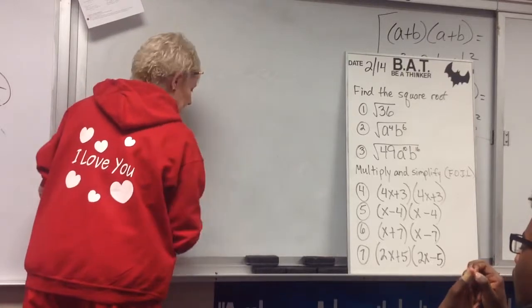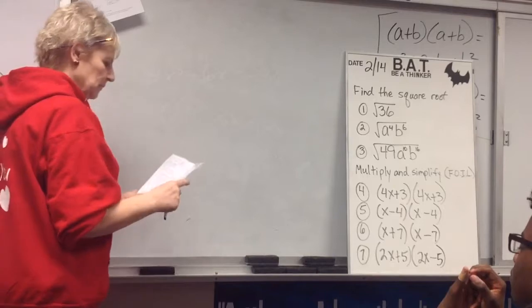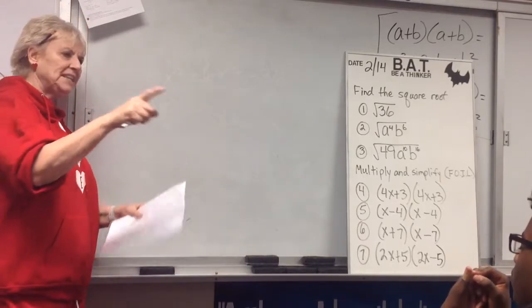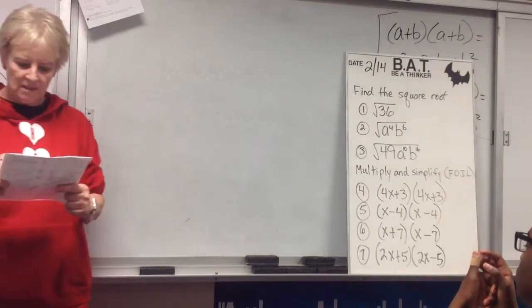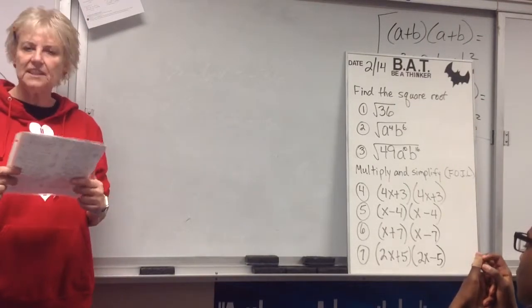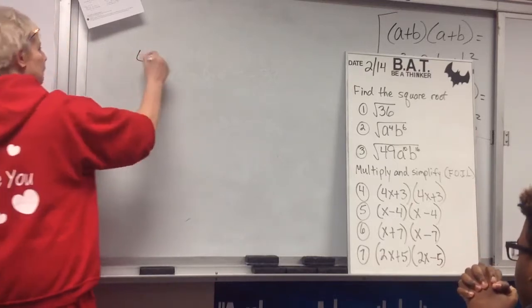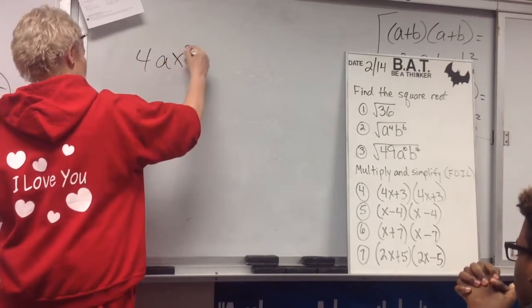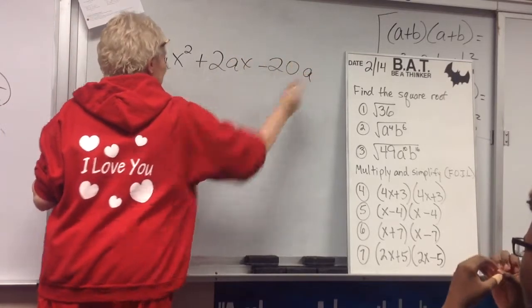We're doing 19, but remind me to do 19 last, because that's part of the lesson. Any other one besides 19? 18. 4ax squared plus 2ax minus 20a.